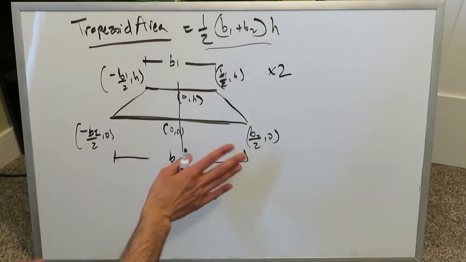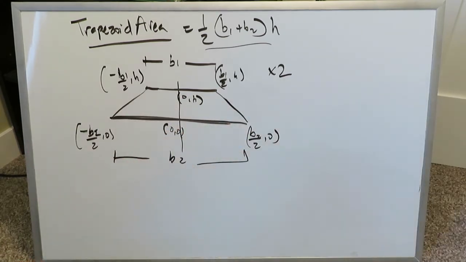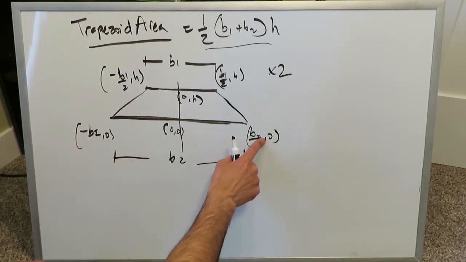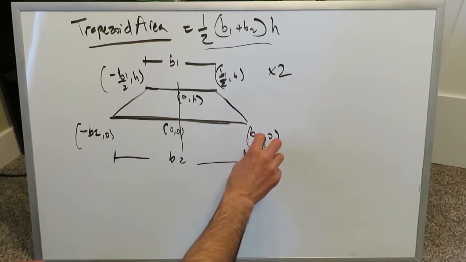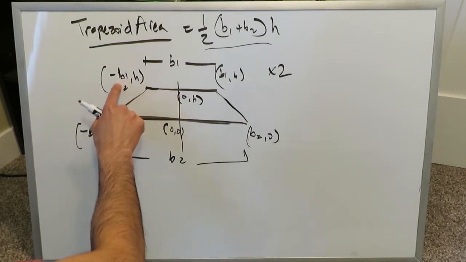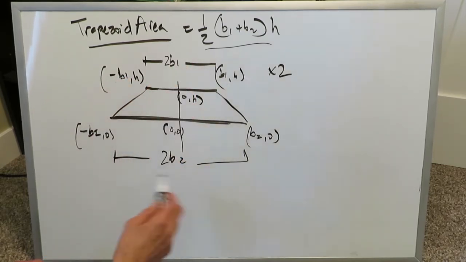See, if you multiply everything here by 2, I'm talking about the horizontal aspects, the x-axis values, this minus B2 over 2 becomes a minus B2. This B2 over 2 becomes a B2 naturally, because you're multiplying everything here by 2. B1 over 2 becomes just a B1, and minus B1 over 2 becomes just a minus B1. So essentially you're looking at something which is twice as long, but that's fine.